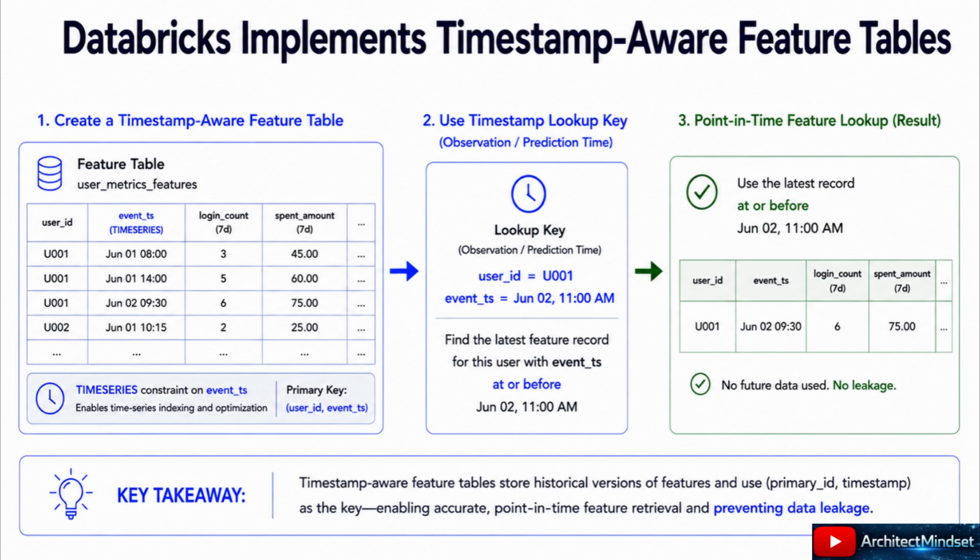A timestamp lookup key is the column in your label that represents the exact moment an outcome or event happened. For every row in your label dataset, the engine looks at the entity ID and the timestamp lookup key. It then scans the timestamp-aware feature table to find the most recent feature record whose timestamp is less than or equal to the label timestamp.